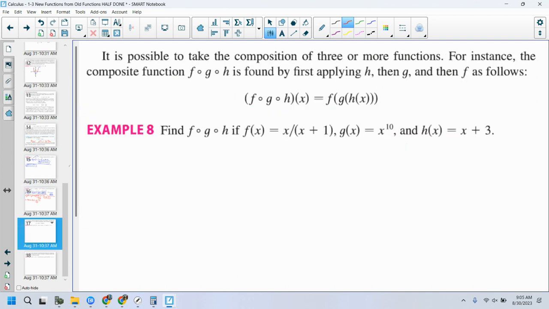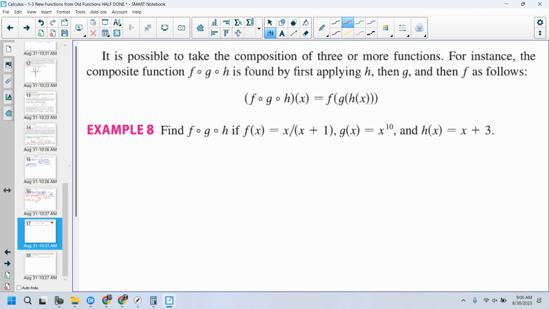The last thing I want to take a look at is the fact that you can have triple composition, or maybe even more, right? I could have f of g of h of x. Just 3 functions going on at the same time. That's okay too. You can have 4 if you wanted to. Go crazy. It is possible to take the composition of 3 or more functions. For example, the composition function f of g of h of x is found by first applying h, then g, then f, right? Just kind of nesting them inside one another. H goes in the innermost, then g is the second, then f is the outermost.